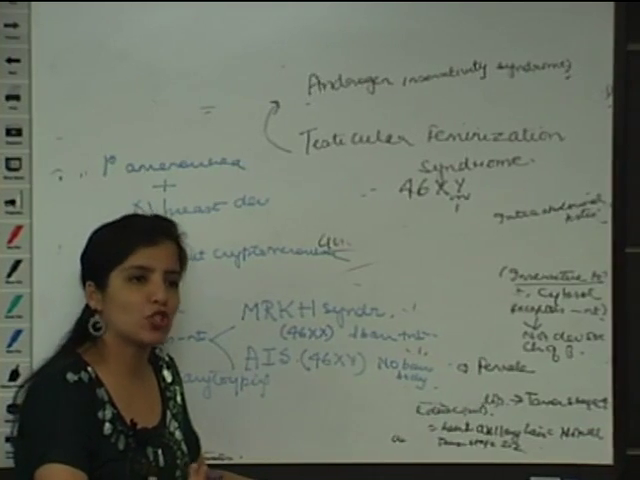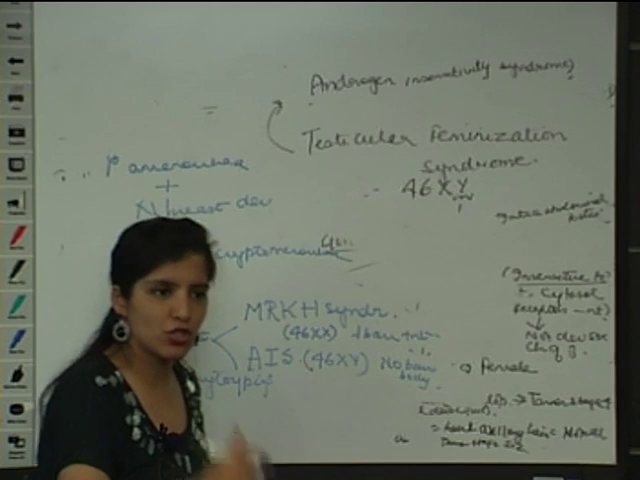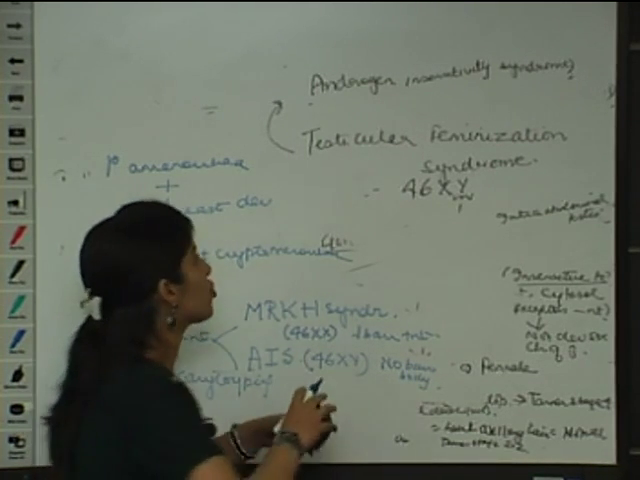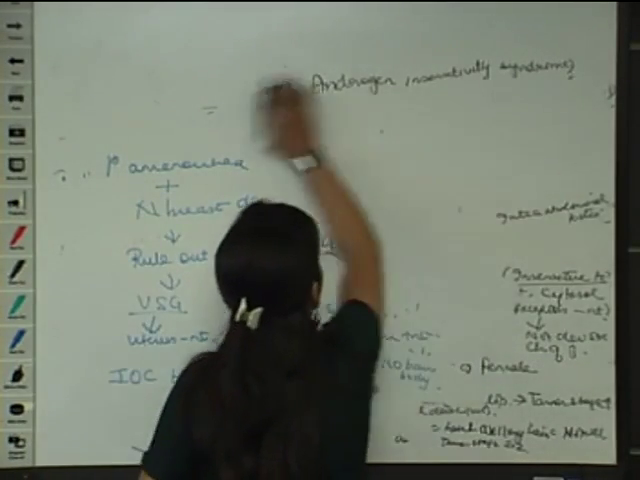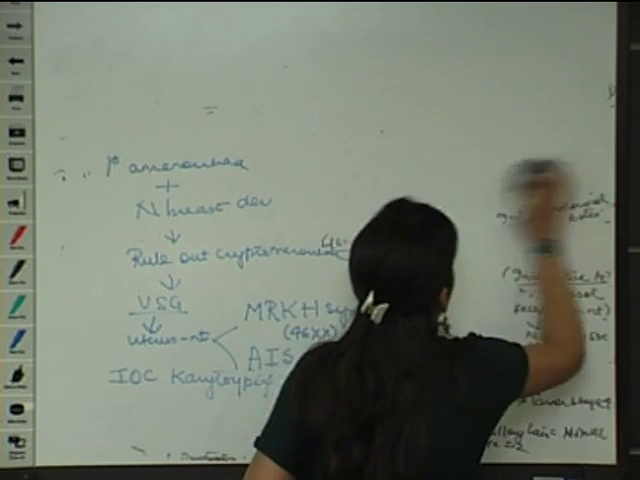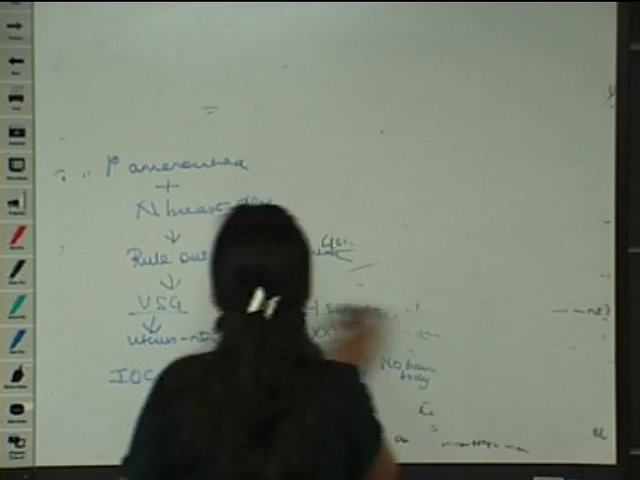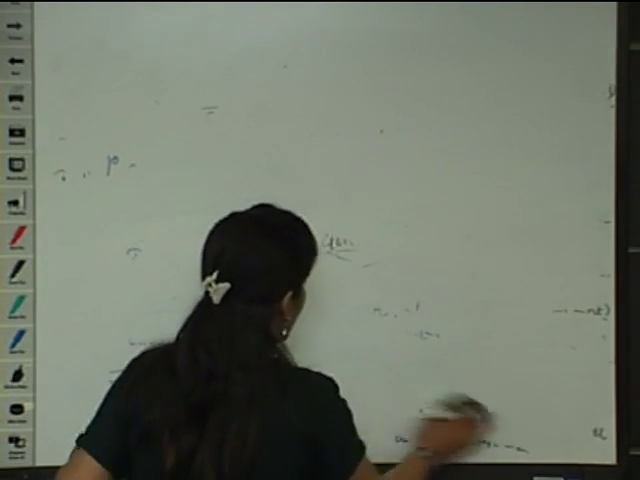Coming to compartment 2. In compartment 2, the most important cause is Turner syndrome. I have already told you Turner syndrome is also the most common cause of primary amenorrhea. It is also the most common cause for delayed puberty in females. Now, in Turner's syndrome, the chromosome number is 45X0.